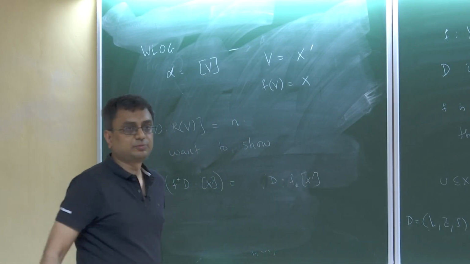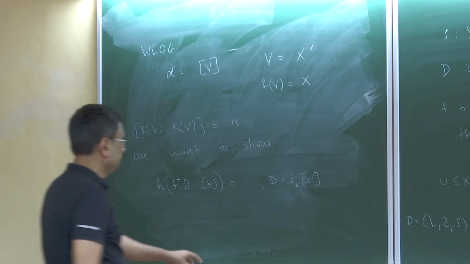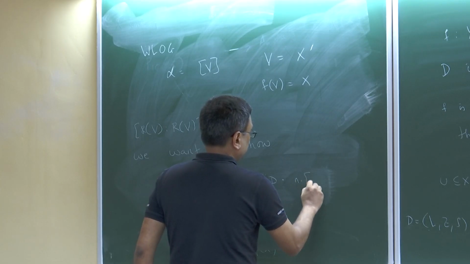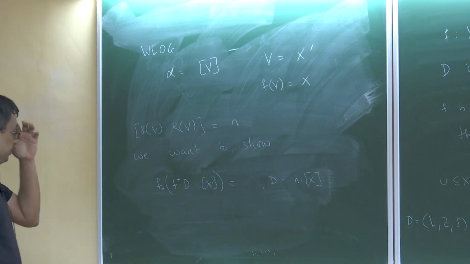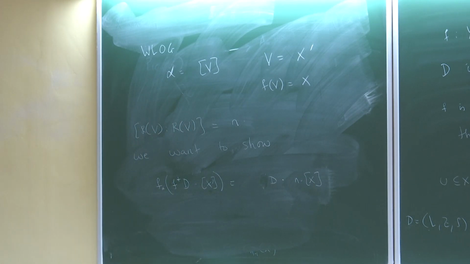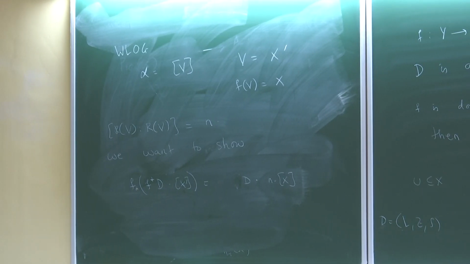What is f lower star x prime? It is n times the class of x, right? So this is n times the class of x, n times the class of x. But what is d dot x? The class, the divisor defined by d, right? If it is so, we want to prove this.